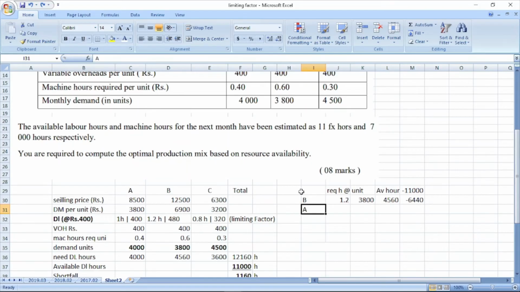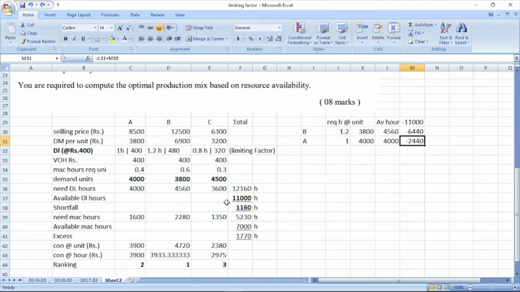Next, ranking product A. To produce product A we need 1 hour direct labor. We plan to produce 4,000 units of product A, so 4,000 into 1 hour, it is 4,000 hours needed to complete product A units. So after completing units A and B, we have 2,440 direct labor hours.